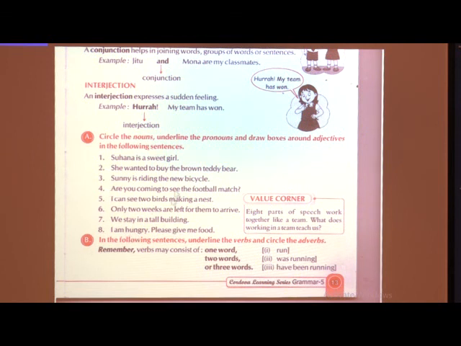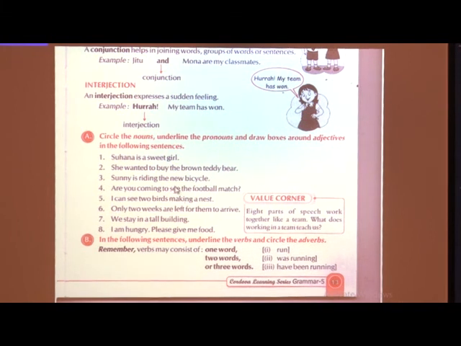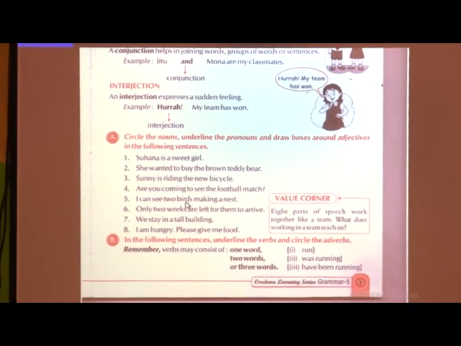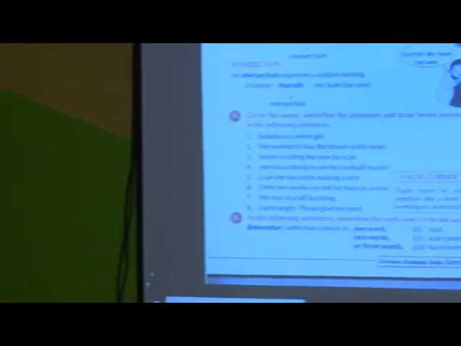I hope, children, you have all understood this exercise. I will also send you this exercise with the answers, so that you can copy it down in your workbook. I hope you have understood the 8 parts of speech. Those are noun, verb, pronoun, adjective, adverb, conjunction, preposition and interjection. So, these are the 8 parts of speech and we have seen everything in detail.